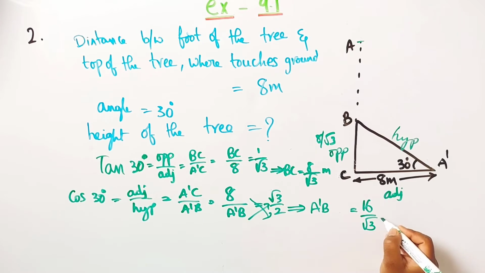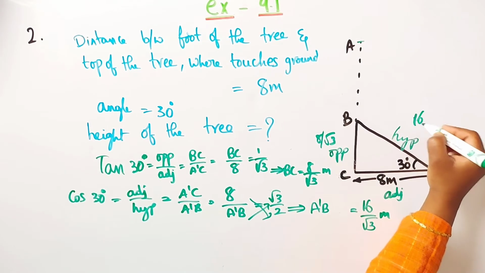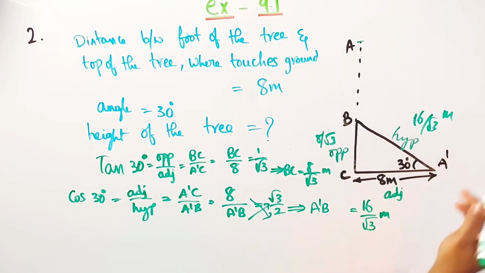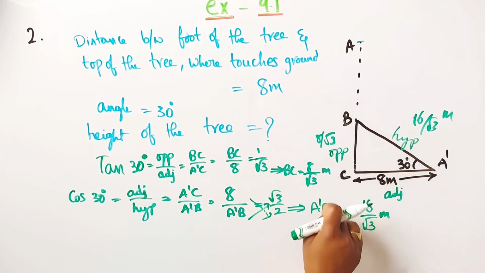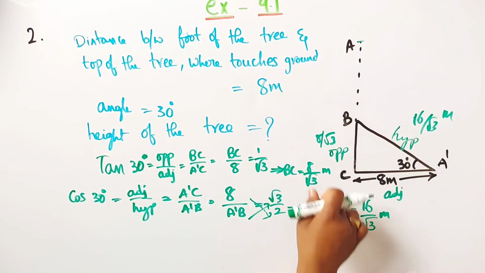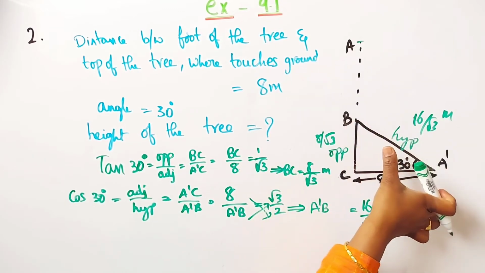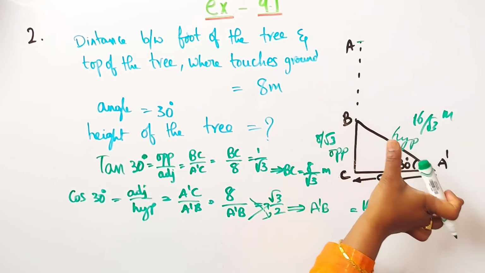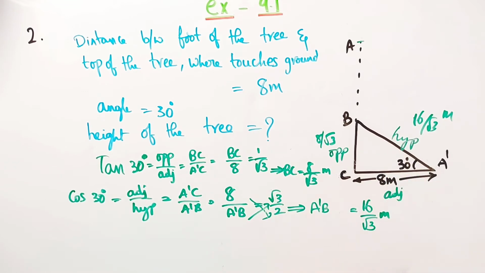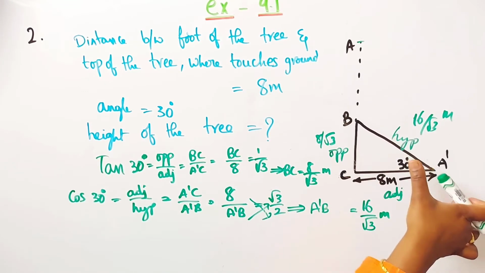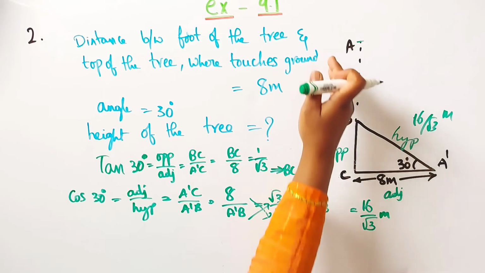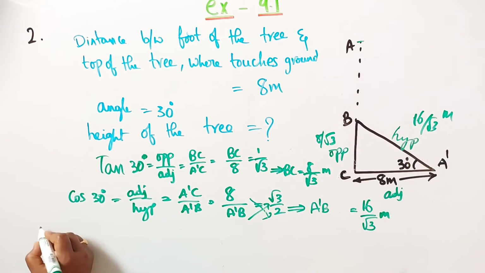So it will be 16 by root 3 meters. So this is 16 by root 3 meters. We want the full height of the tree, that is AC. AC is nothing but AB plus BC. AB is the same here, right children? The same part fell down here, that is A dash B. So we will add BC and A dash B so that we can find out tree height AC.